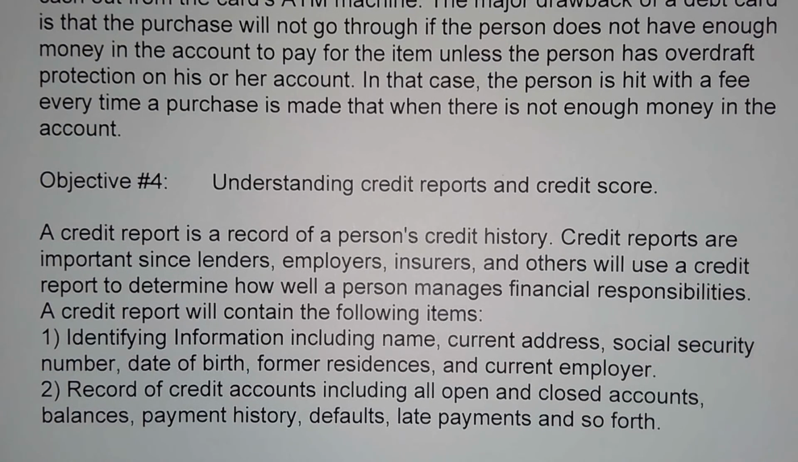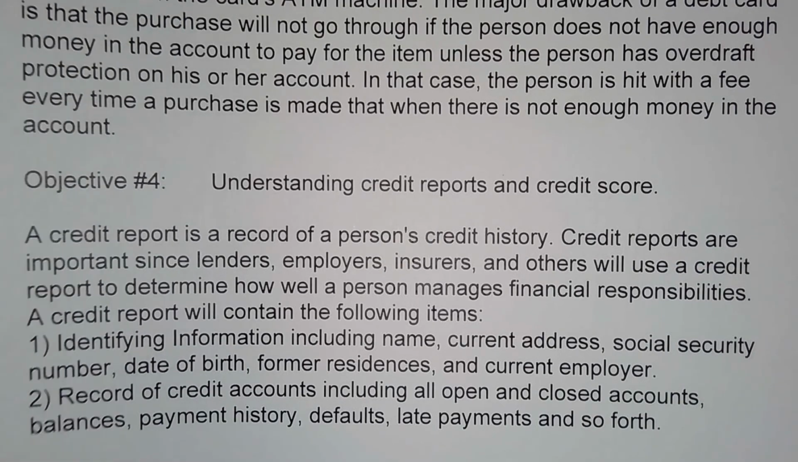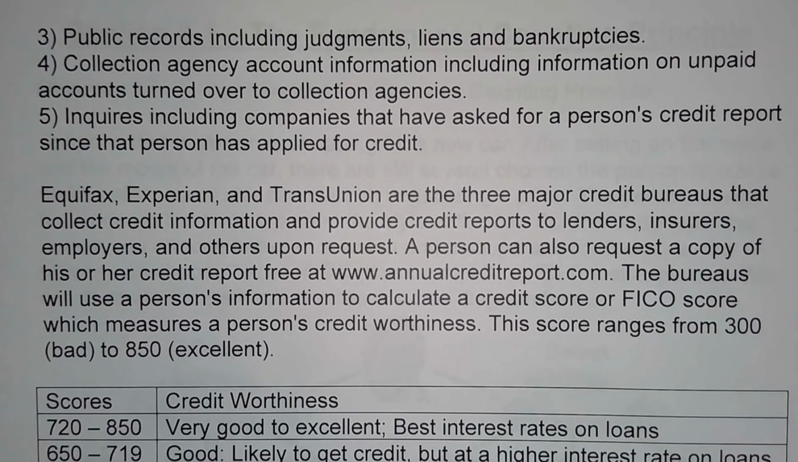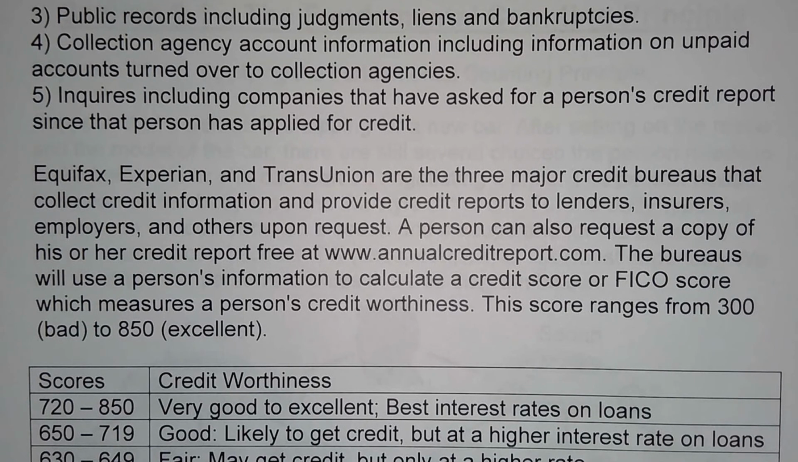Record of credit accounts including all open and closed accounts, balances, payment history, defaults, late payments, and so forth. Public records including judgments, liens, and bankruptcies. Collection agency account information including information on unpaid accounts turned over to collection agencies. And inquiries including companies that have asked for a person's credit report since that person has applied for credit. Equifax, Experian, and TransUnion are three major credit bureaus that collect credit card information and other credit information and provide these reports to lenders, insurers, employers, and others upon request.